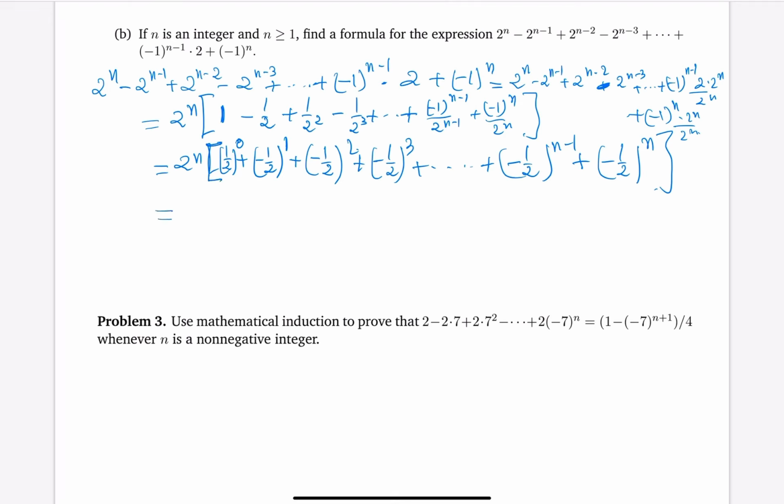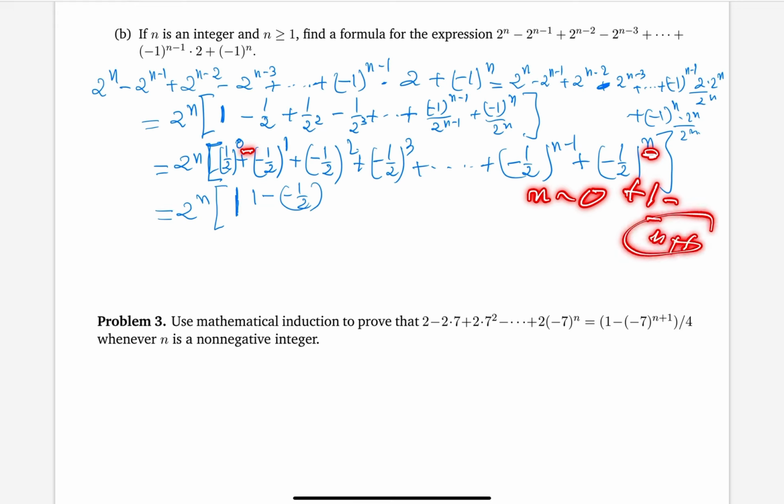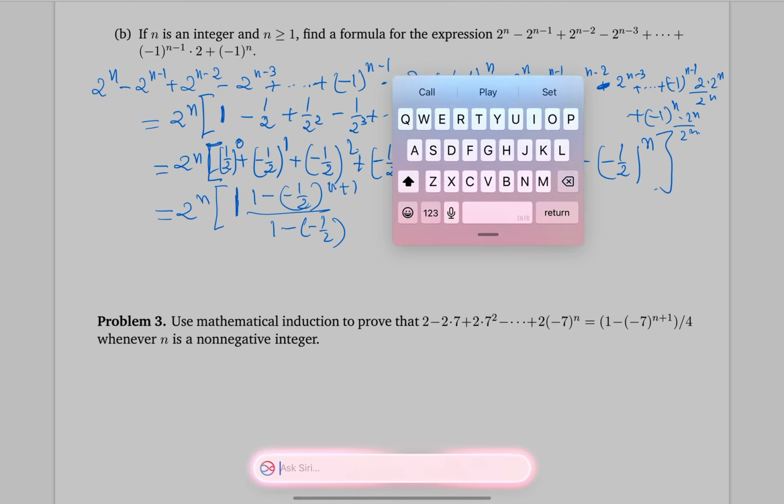So now you have 2 to the n. And then now you can use the geometric sequences by using the summation. And you have the first term is 1, okay? And you have 1 minus the ratio, the ratio is negative 1 over 2, and the number of terms is this one. Check here, the number of terms is n minus 0, and plus 1, so the number of terms is n plus 1. And put the n plus 1 here, and divide by 1 minus parenthesis negative 1 over 2. Be careful here, be careful.